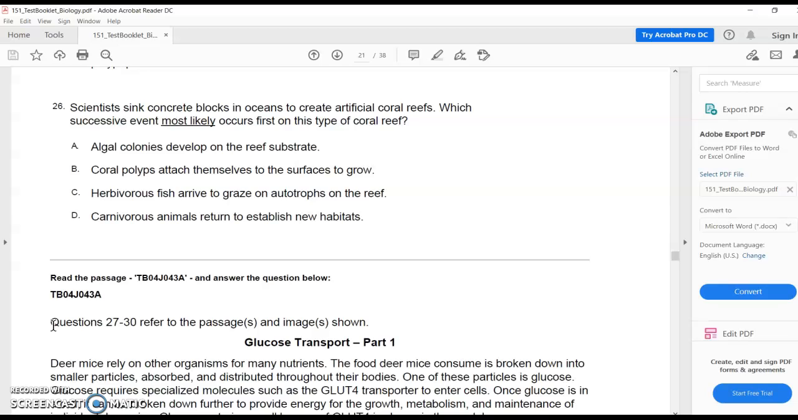26, looking at most likely events that would occur for succession. You could probably narrow it down between A and B. A colony is going to be a larger group, which would come after the coral polyps. So the correct answer on 26 is B. And if we were looking at sequence here, it'd really go B, A, C, D. B is the first event that would occur.